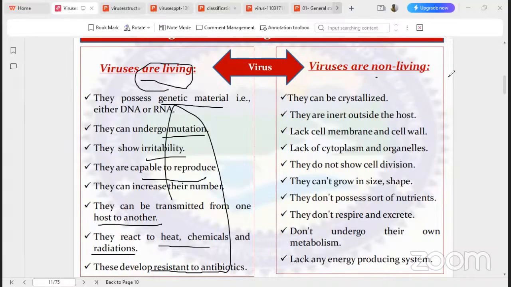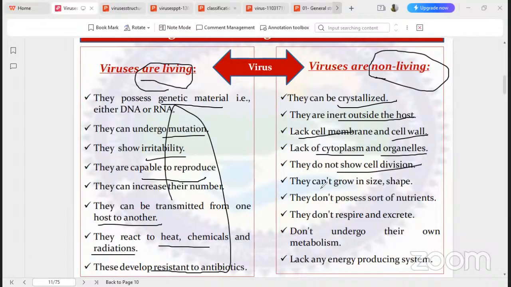Along with that, viruses also have non-living characteristics. What are those? We can crystallize them like a stone. They are inert outside the host and can't do any metabolic reaction outside. They lack a cell membrane, cell organelles, and cell wall; the total cell structure is absent, so no cytoplasm, no organelles. They don't show any cell division, can't grow in size and shape outside, and don't need nutrients.